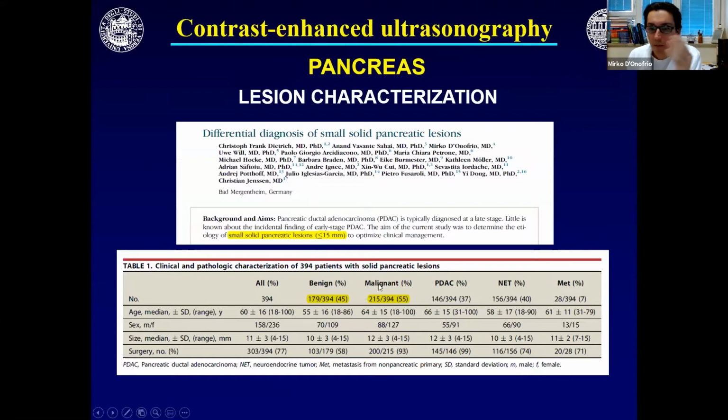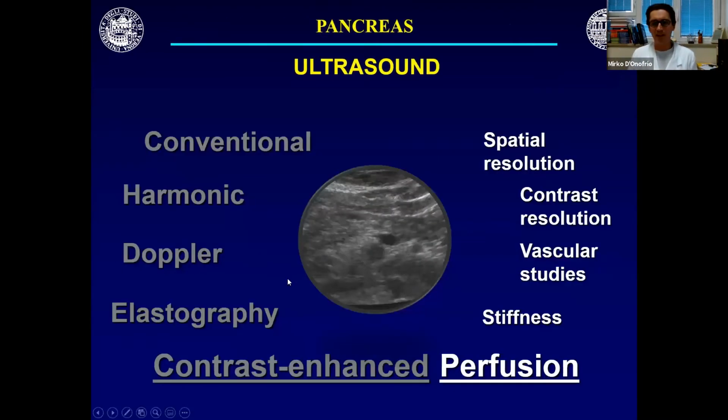So you can see that malignancy was quite a little bit more than half of the diagnoses. So small means not benign in the pancreas. Pay attention to that. So we can use elastography, Doppler, but very important is directly the injection of contrast. This is a multi-parametric ultrasound study of the pancreas.